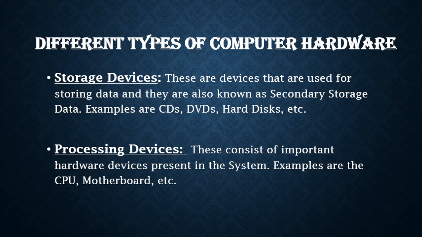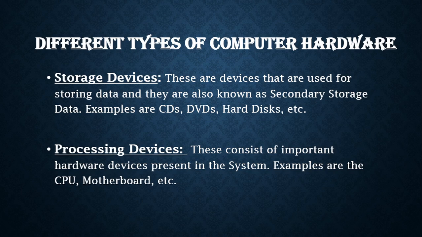Last is the processing devices. These consist of important hardware devices present in the system. Examples are CPU, motherboard. All the devices that are used for the purpose of processing come under the term processing devices, like the CPU, that is your central processing unit. The motherboard contains all the electronic components like the RAM, ROM, processor. All these things make up the processing unit, and these devices are known as processing devices.